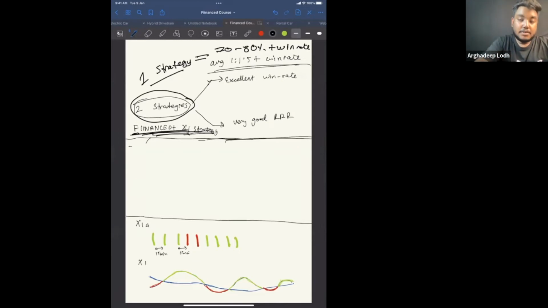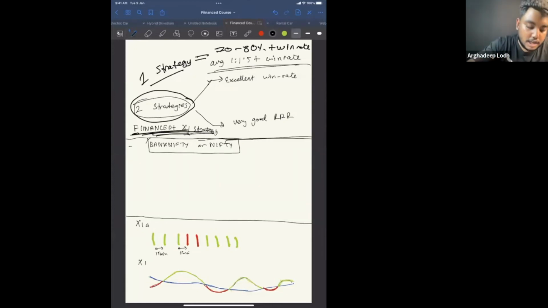This strategy is only for Bank Nifty and Nifty for day trading purpose. I am repeating once again. This is only for day trading for Bank Nifty and Nifty. So you will open Bank Nifty chart or Nifty. You open either of the chart.